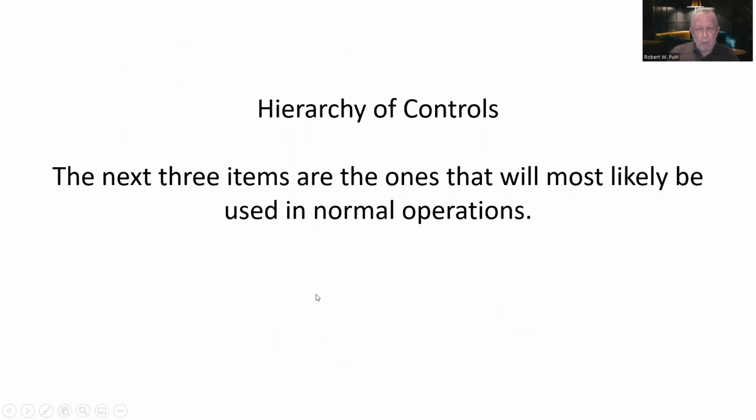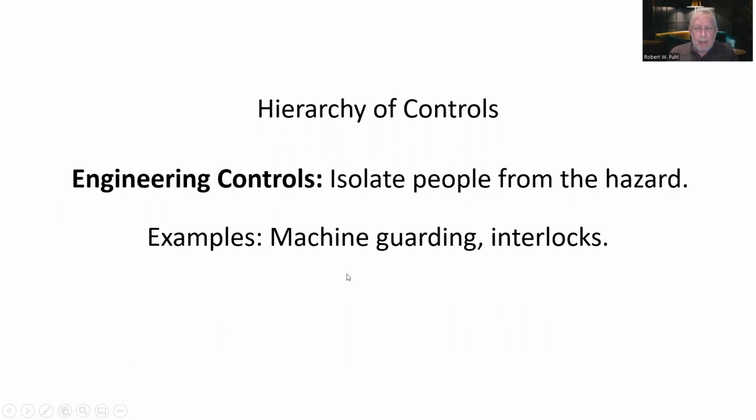So the next three items are the ones that will most likely be used in regular normal operations. Engineering controls, isolate people from the hazard. Examples are machine guarding and interlocks. That's the most common one, a machine guard. You have moving parts there. You have a guard there so people can't get to it. You're isolated from the hazard. Very effective. The nice thing about engineering controls, they're always there. That guard's going to be there. Now, can somebody take it off? Of course they can. But with normal use of that piece of equipment, that guard is going to be there.